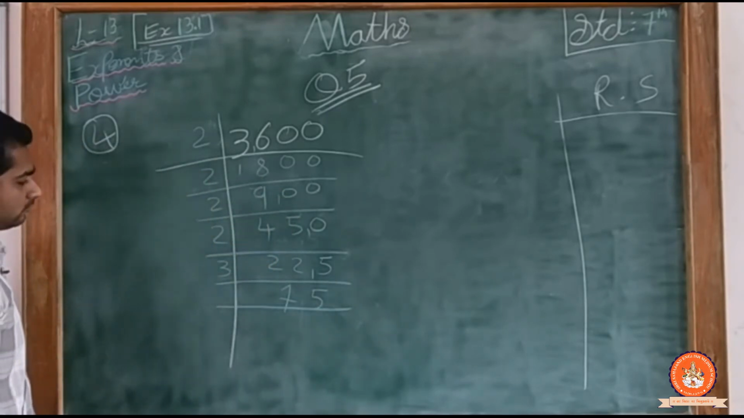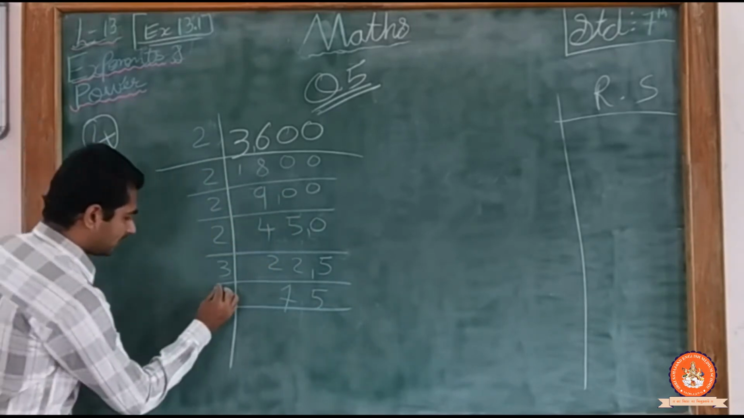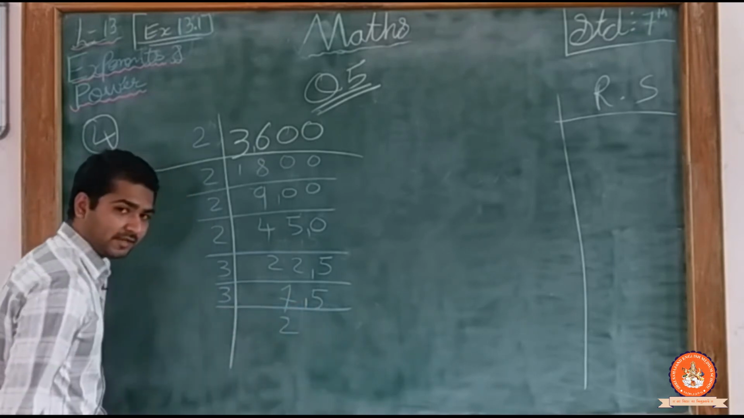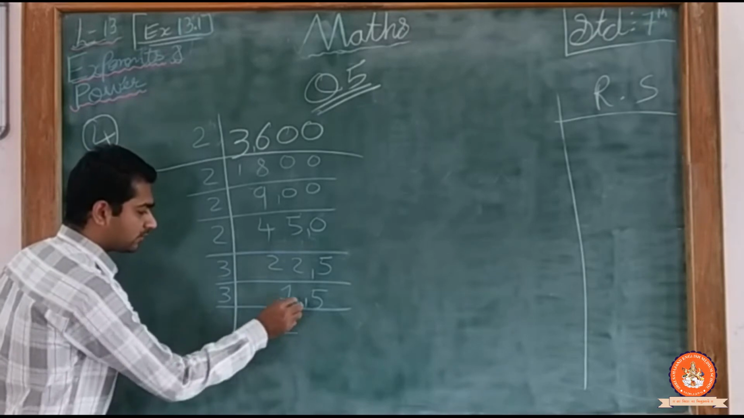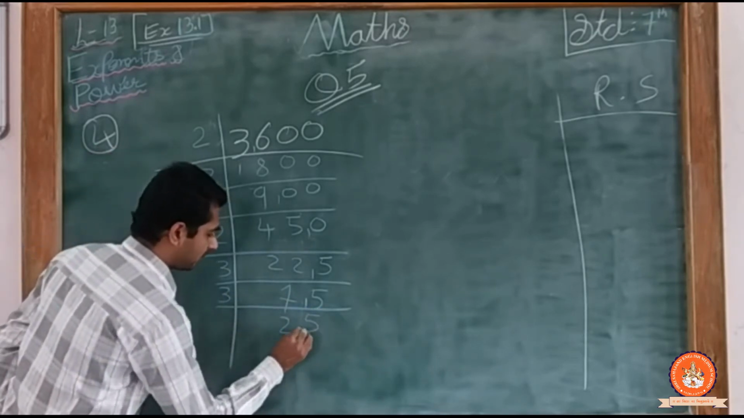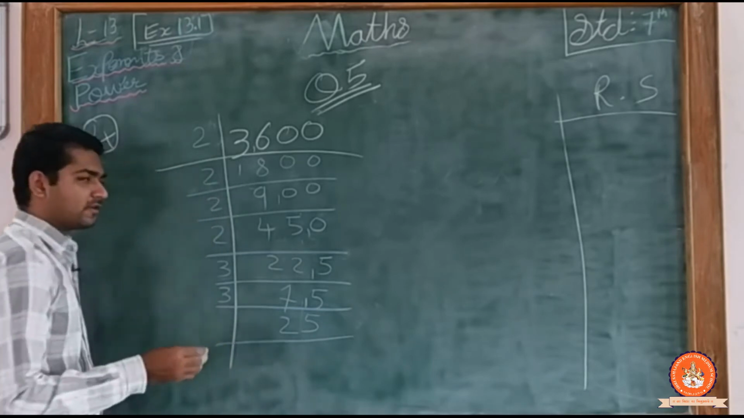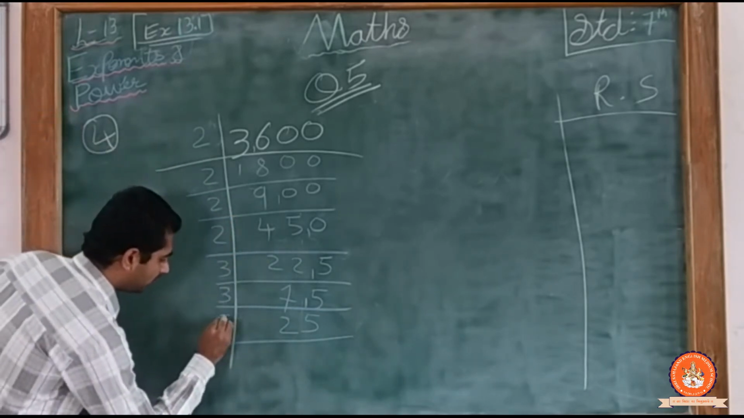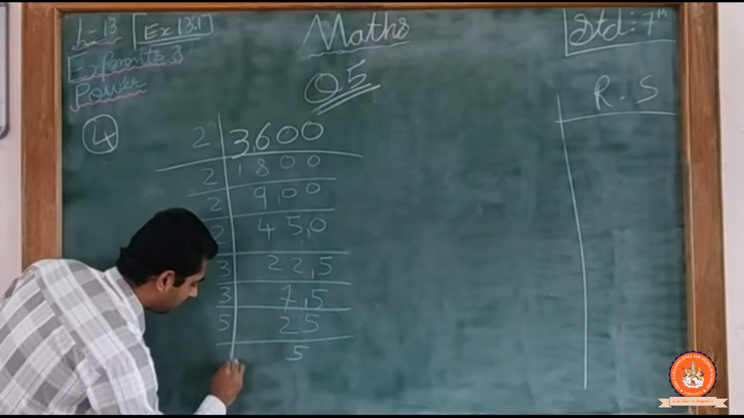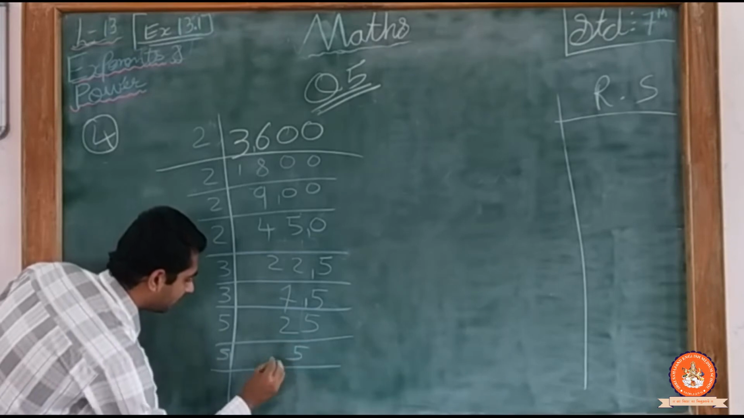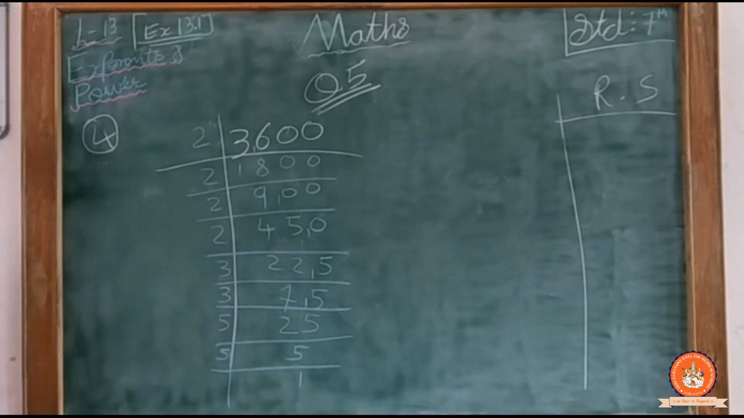Now 3 2s are 6, plus 1 here, 7. It becomes 15 now. So 3 5s are 15. Now 25 is always divisible by 5. So I will directly go to 5 only. 5 5s are 25, and 25 ones, 5 5s are 25, and 5 ones are 5.